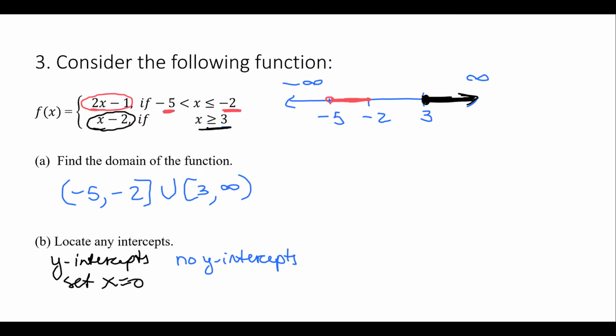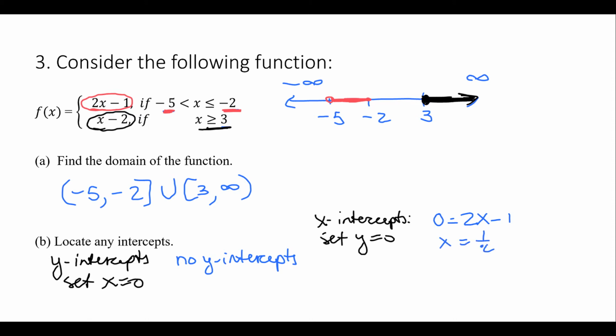To find the x-intercepts, we set y equal to 0. So what does that mean? In my function, this is my y value, right? So we're going to set y equal to 0 and see what happens for each case. When I set y equal to 0 for the first case, 0 equals 2x minus 1, we get x equals 1/2.